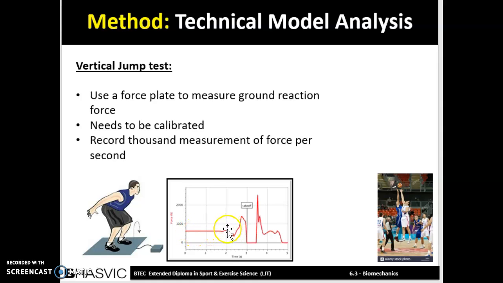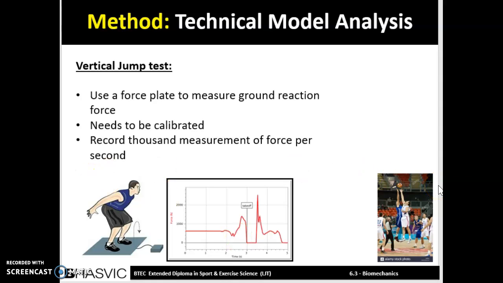They would then squat down, which would cause a decrease in force, and then they would apply their muscles to generate force to jump up, which will cause a spike in force as they leave the ground. And then as they aren't touching the force plate anymore, the graph will show 0, as obviously there's no force being applied. And then when they touch back down to the ground, the force plate would spike, and then the test would be finished after that.